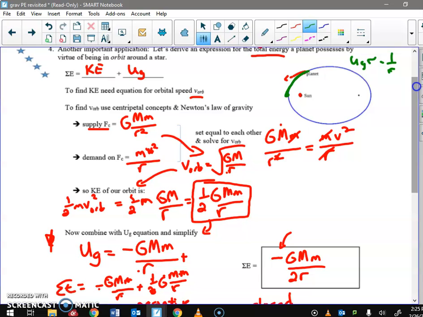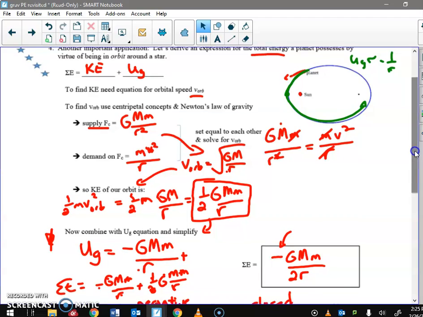So it's consistent with the idea that when you're closer to the sun, the speed is faster, and then as we move further away, the orbital speed goes down because our potential is going up. It's approaching 0. So keep that in mind. That's a simple little conceptual question.